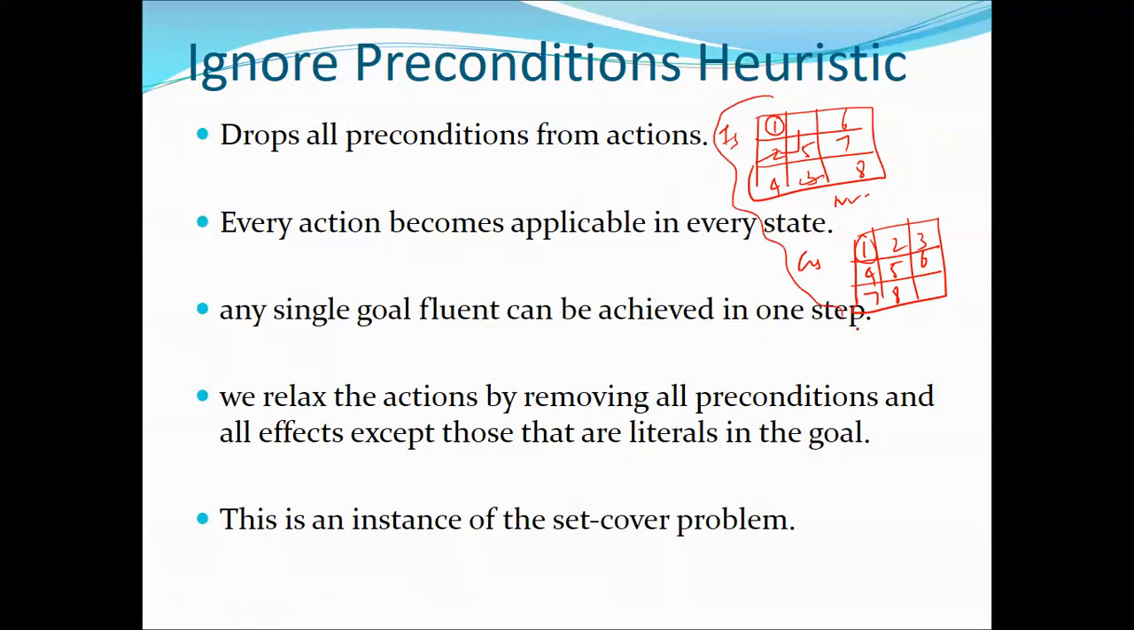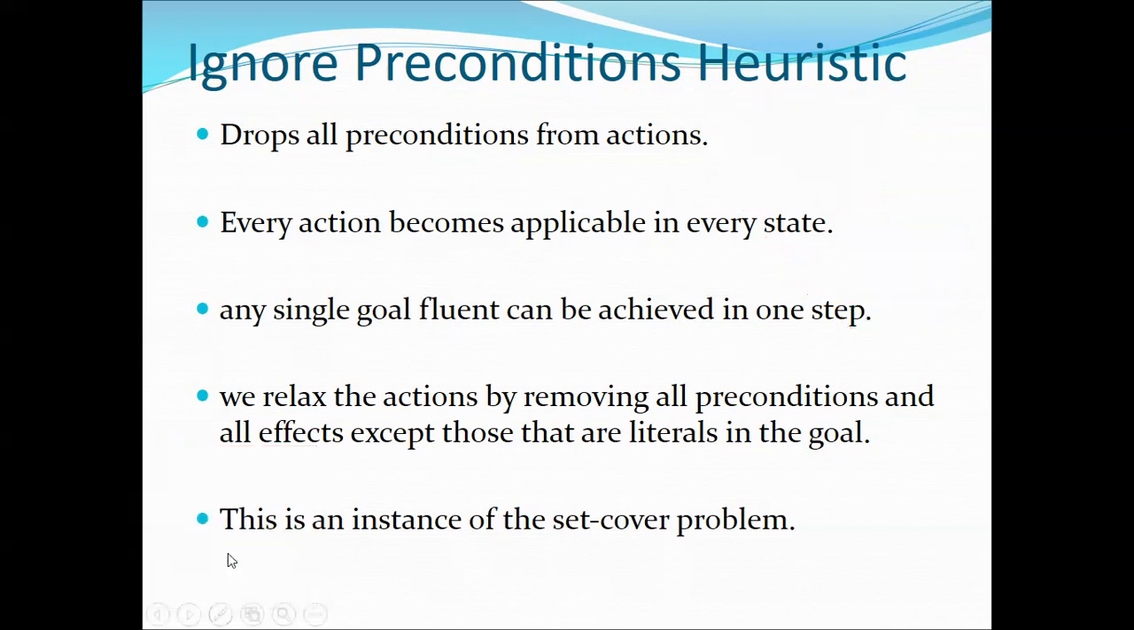So that is also a relaxed version of the problem. Generally you cannot move from here to here, but this is a relaxed version. We are assuming that you can move. Similarly, in the first case, we are only counting the misplaced tiles, which means we are assuming we can move any tile directly to anywhere, right? So those heuristics are nothing but examples of a relaxed version of the problem.